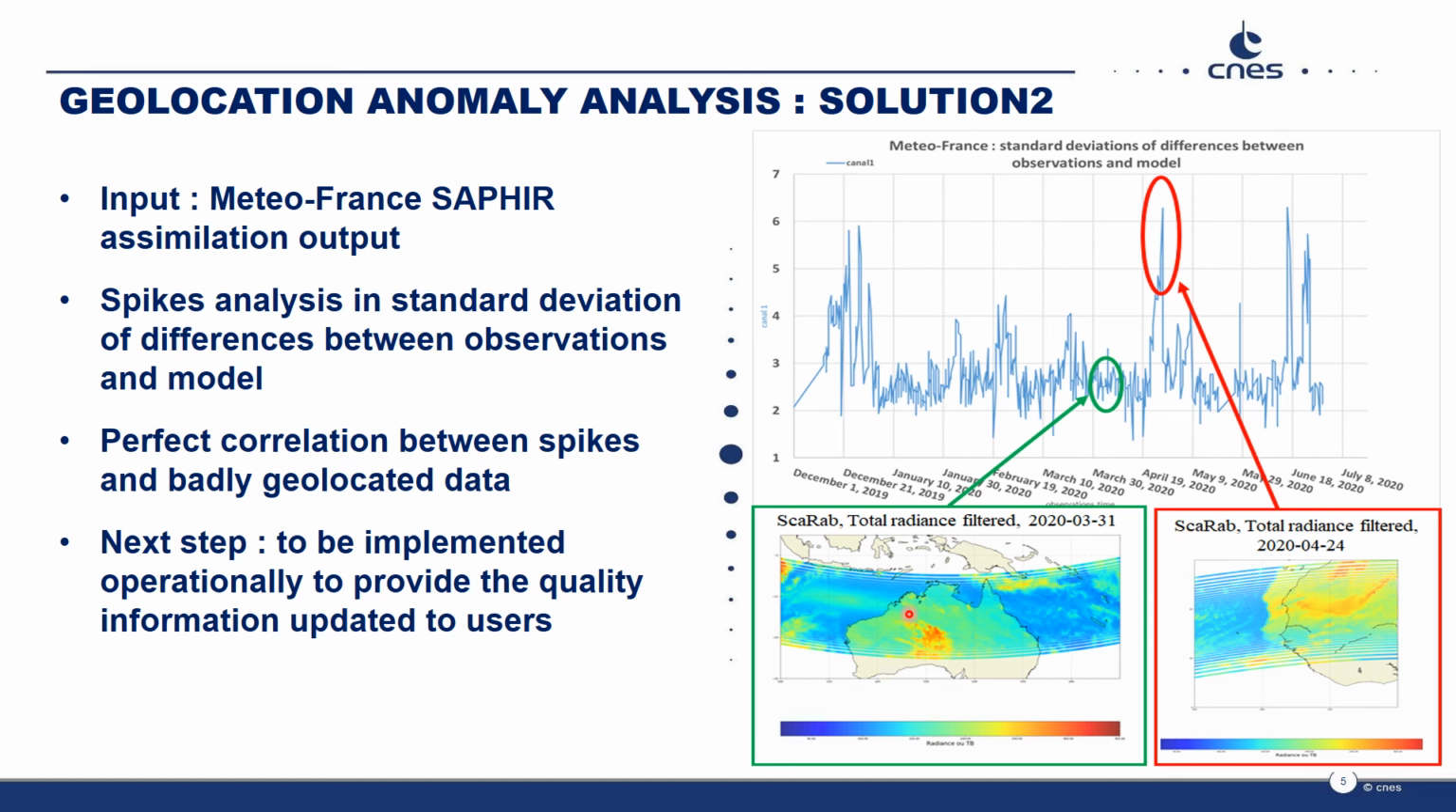So these promising results should enable us to detect a posteriori badly geolocated products, and the goal is, of course, to provide final users with precious information on the MeghaTropiques data quality. The next step now is to implement this kind of checking operationally in order to provide users with updated quality information for this mission.